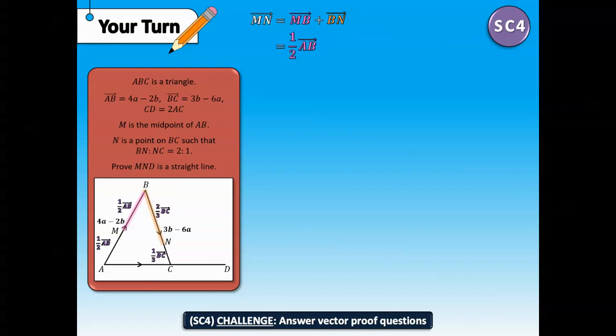MB is a half of AB, and BN is 2/3 of BC. AB is 4a minus 2b, and BC is 3b minus 6a. So we expand the brackets and then simplify.